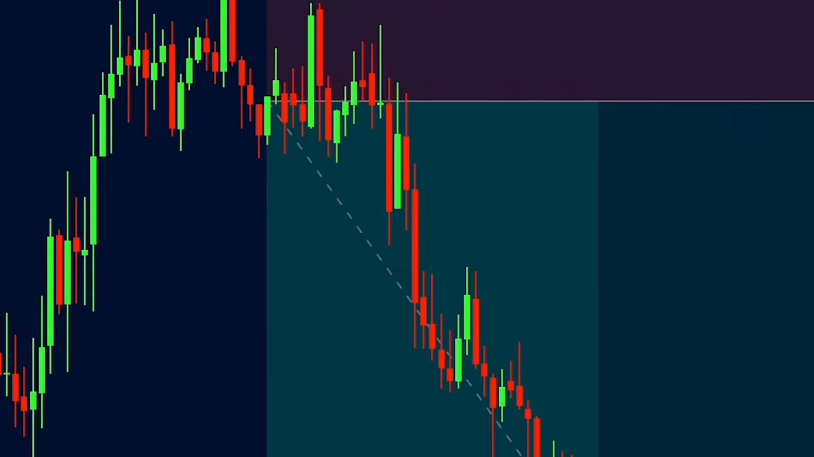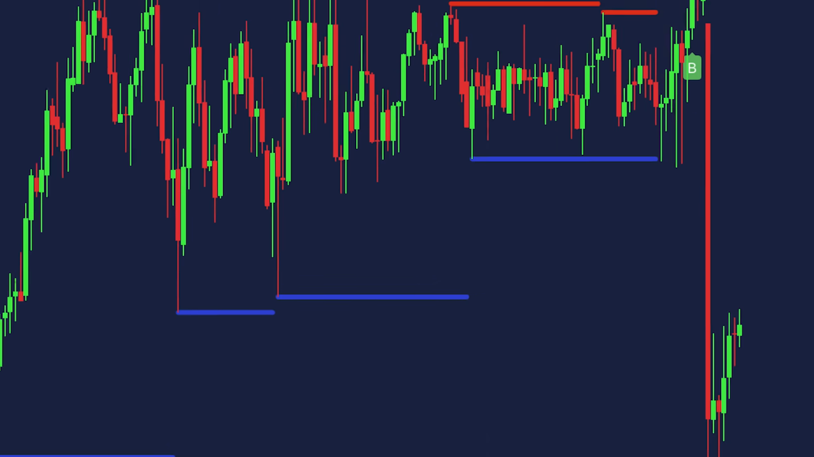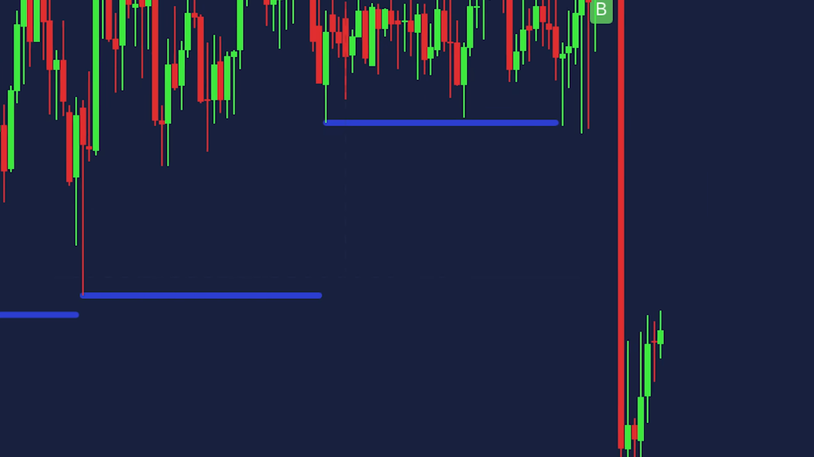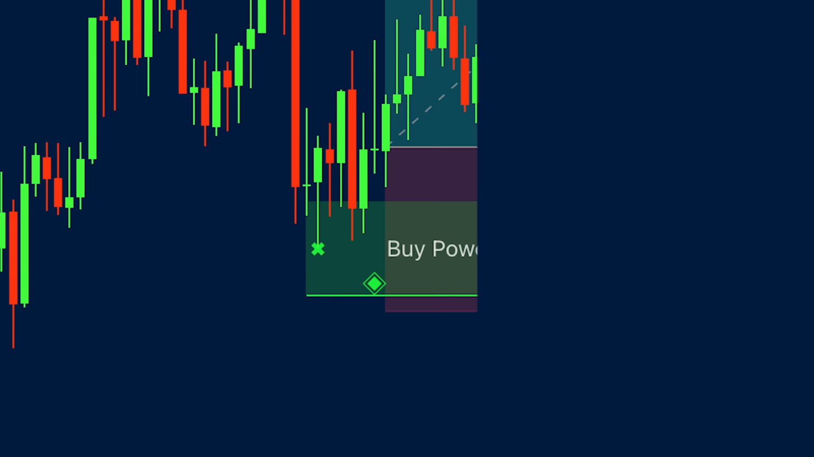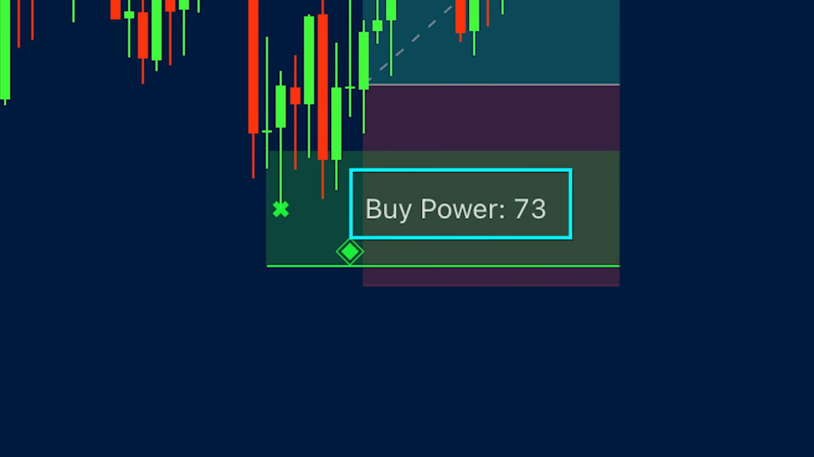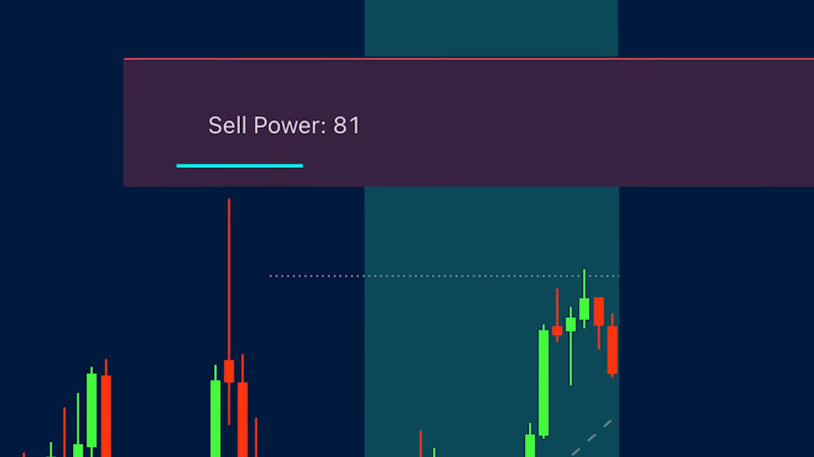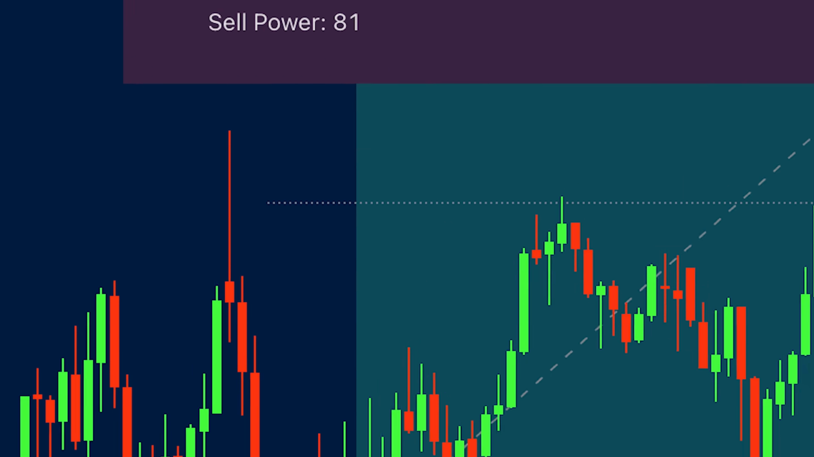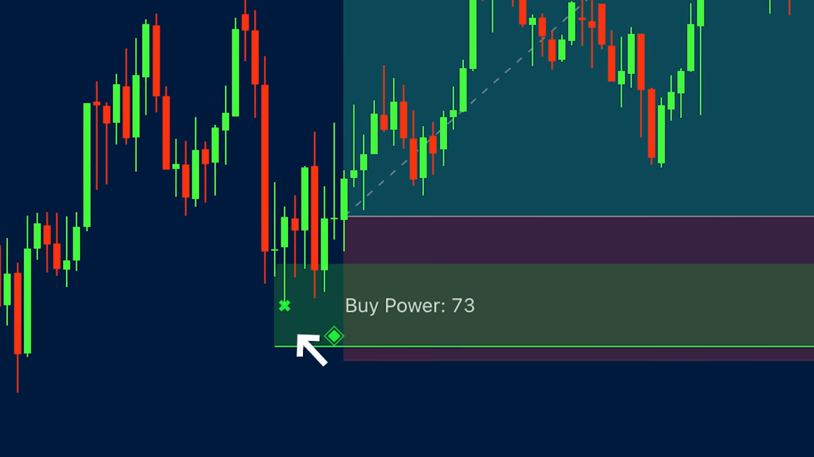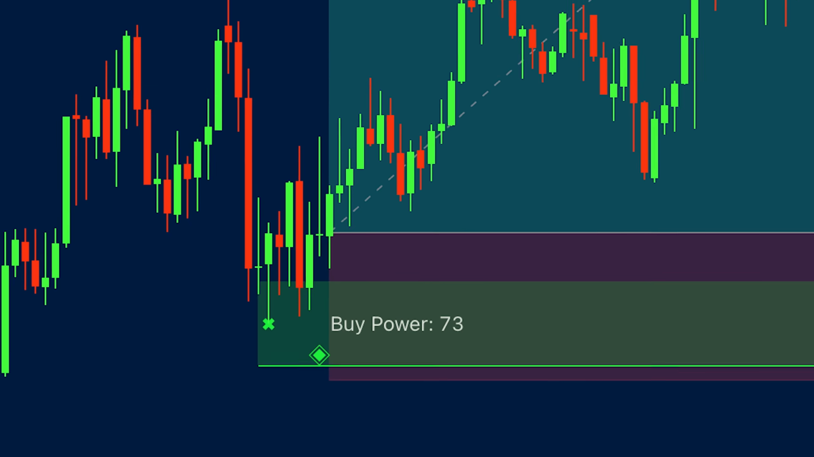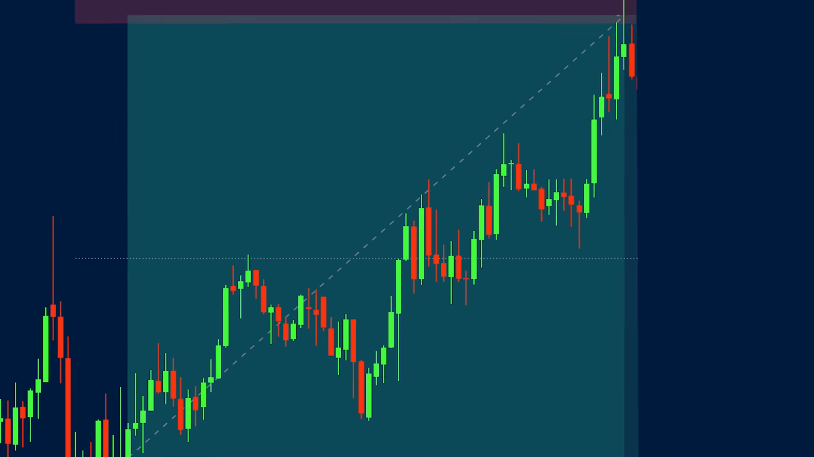Right here is a perfect trade setup that is very accurate. While other traders were drawing random support lines hoping they'd hold, this indicator clearly showed buy power at 73% in the support zone and sell power at 81% in the resistance zone. What's even more impressive is how this indicator doesn't just show you support and resistance levels, but also calculates the exact buying and selling pressure within each zone.